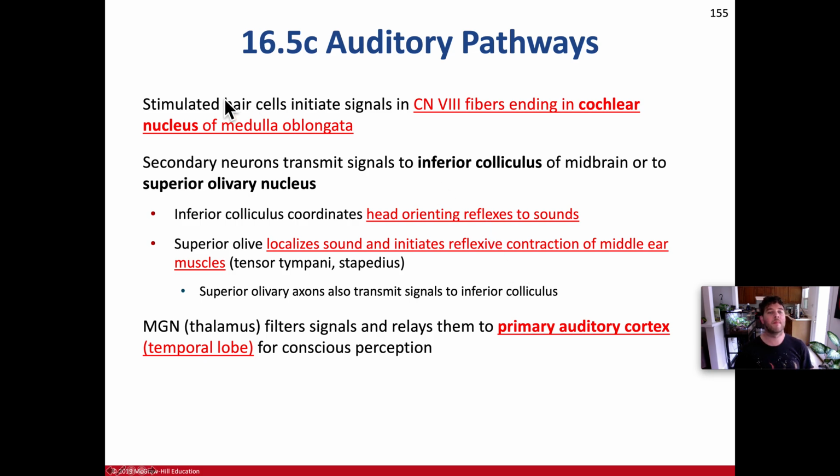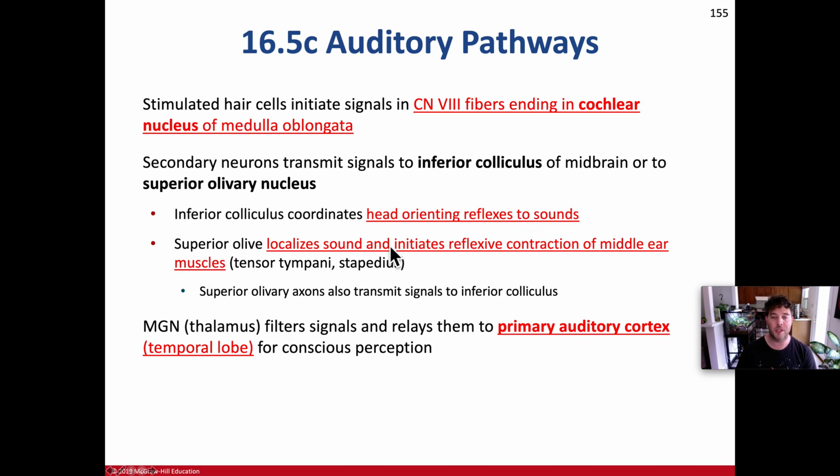Okay, the auditory pathways. Those stimulated hair cells in the cochlea initiate the nerve signals in cranial nerve 8, extending into the cochlear nucleus of the medulla oblongata, part of your brainstem. The secondary neurons transmit signals to the inferior colliculus of the midbrain or to the superior olivary nucleus, 2 parts of the midbrain. The inferior colliculus coordinates head-orienting reflexes to sounds.